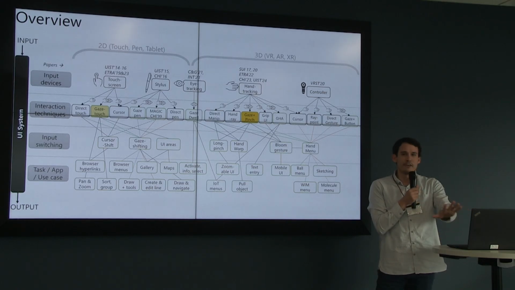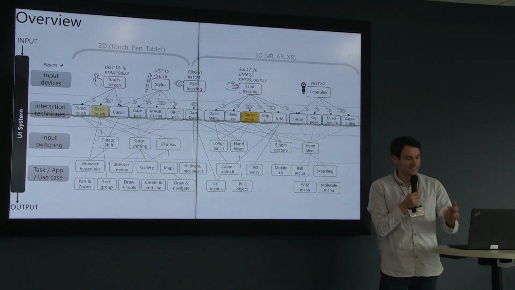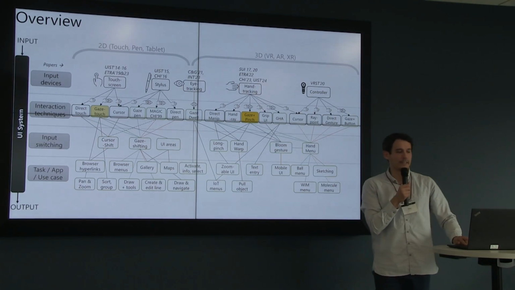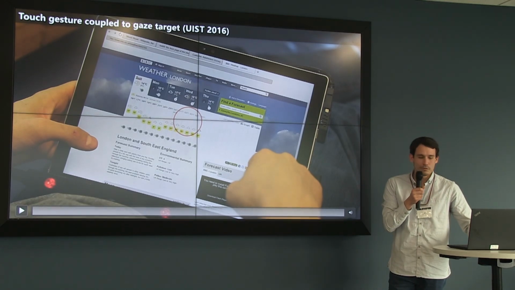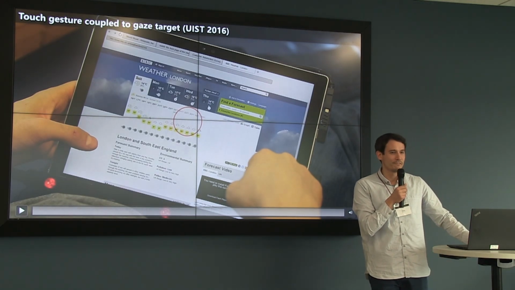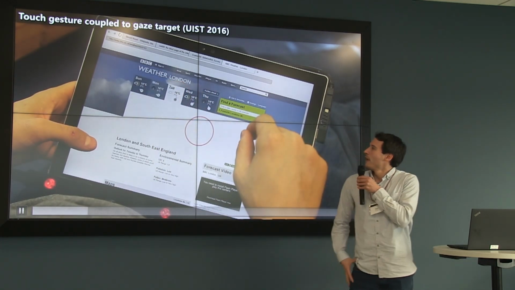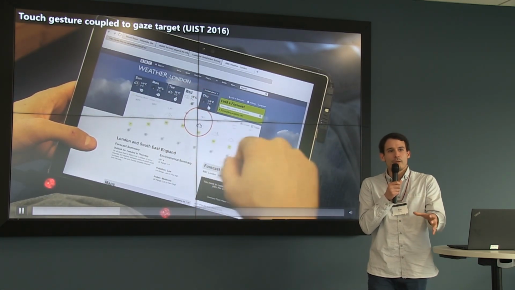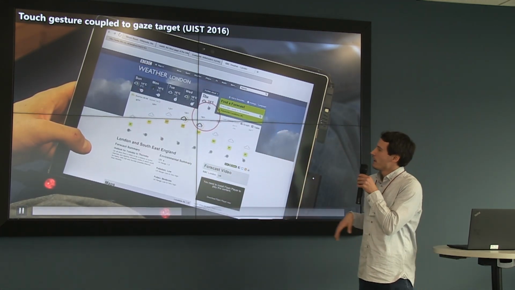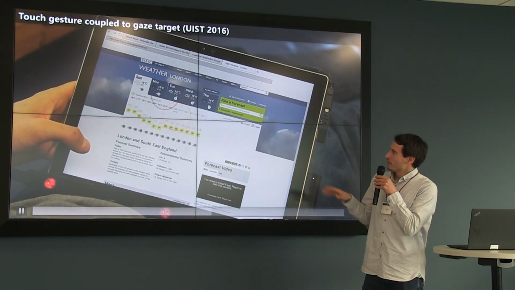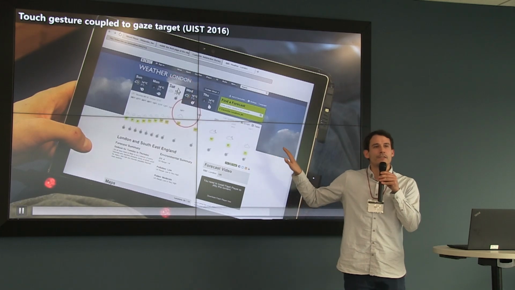So this is kind of a summary of some of the research I did with eyes and hands. I want to give you a few examples. It started with working on 2D interfaces. This is a Microsoft Surface Pro 2015 version, and you can see at the bottom there's an eye tracker attached. This was one of the first systems where both eye movement and hand movement were tracked together in one system.